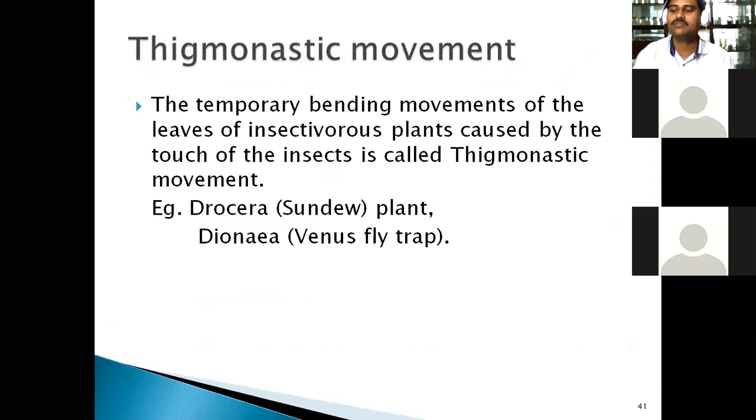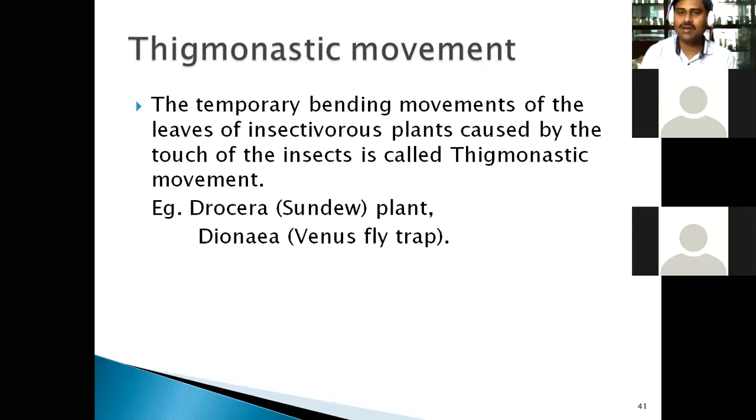So nastic movement is the temporary bending movement of the leaves of insectivorous plants. Nastic is also related with touch, but it is related with the insectivorous plant. Insectivorous plants include Drosera, also called sundew, and Dionaea, also called Venus flytrap. Those plants show nothing but a nastic movement. So this is a temporary bending movement.